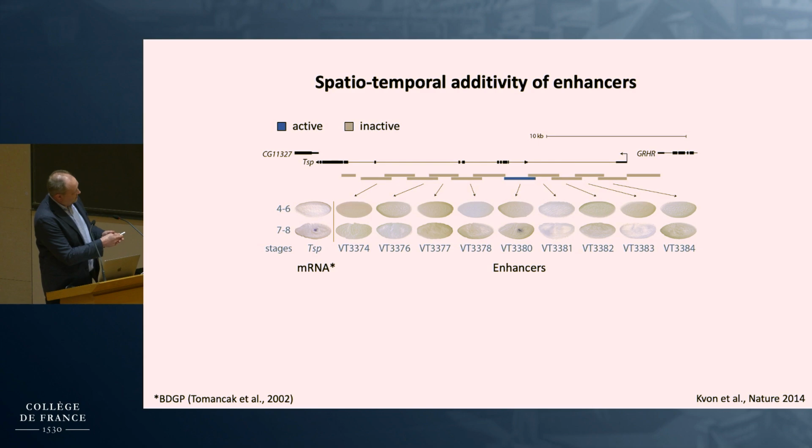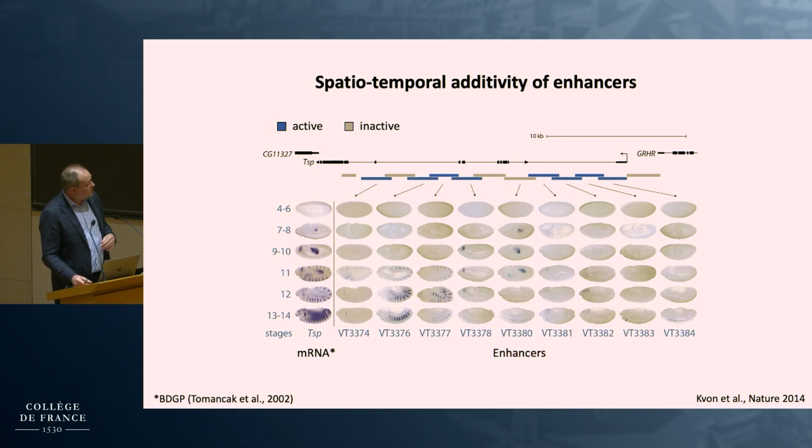by the activity of the different enhancers that we tested, such that in early embryos, stages 7 and 8, we have this single intronic enhancer that explains these simple expression patterns. But then if we go to later stages of embryogenesis, you see how highly dynamic gene expression is over development, and also how at each stage you have basically the additive activity of different enhancers that come together to explain the overall gene expression pattern.